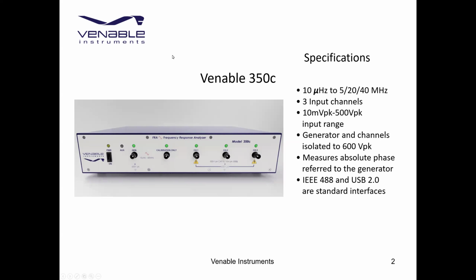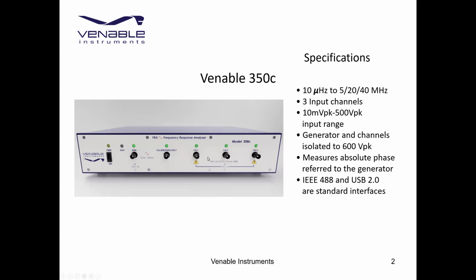Here's our instrument. This is our 3-channel unit. It's a Venable 350C. We also have 2 and 4-channel units available. The channels and the generator are all isolated to 600 volts from ground. So in many cases, you do not need to use an injection transformer to inject into a live circuit.